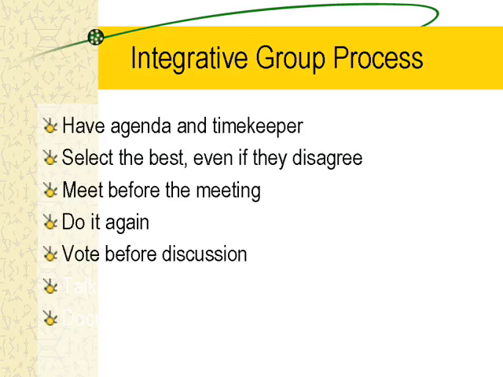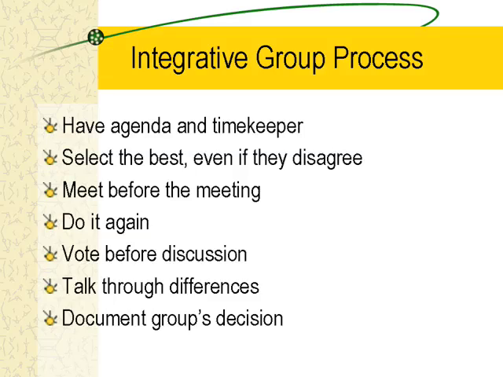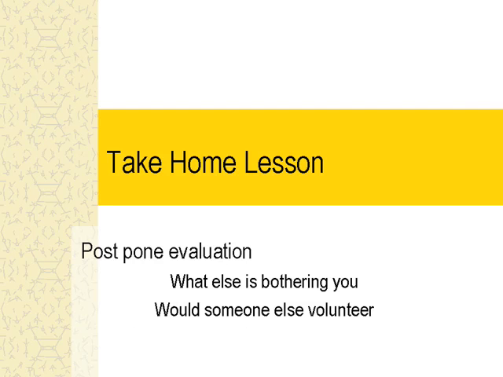Like nominal group technique, we ask team members to vote on the top 3 to 5 ideas before any discussion. Then, we ask them to talk through large differences and ignore small differences. If one idea is ranked first and another idea is ranked second, that's not a big change. But if one idea is ranked first and some other group members rank it last, then maybe we should discuss the differences. Finally, when the meeting ends, the facilitator documents the decision and the ideas examined and sends it to all team members.